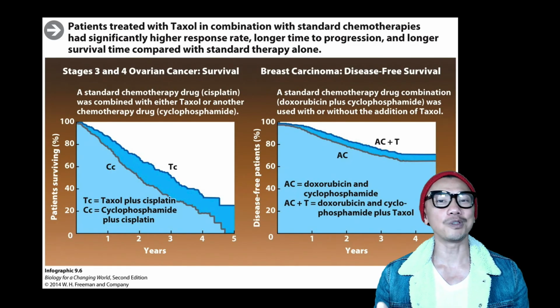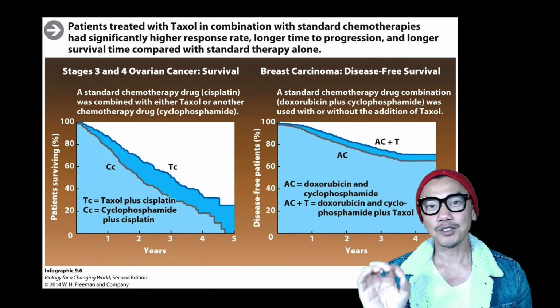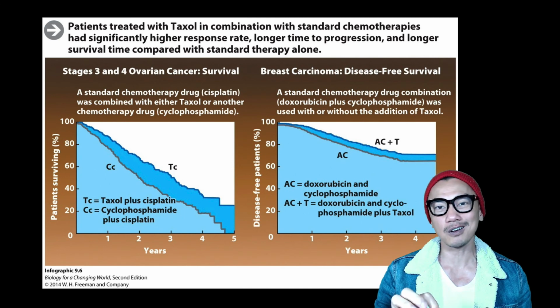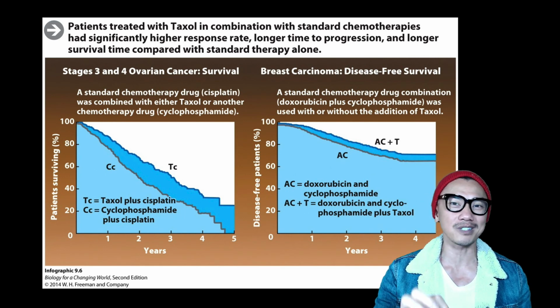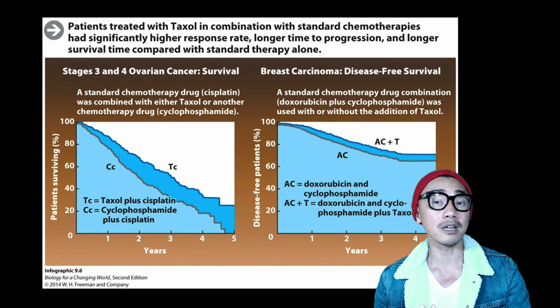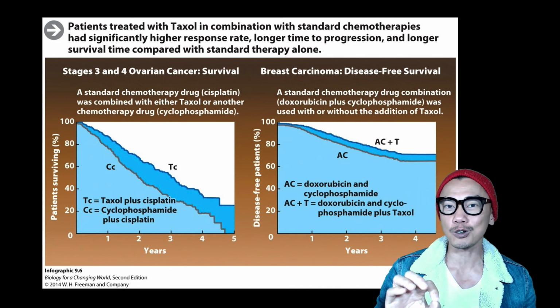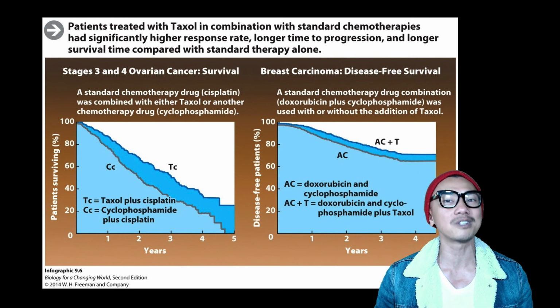These graphs show the effectiveness of Taxol. The graph on the left shows that ovarian cancer patients live longer on average when treated with Taxol. The graph on the right shows that breast carcinoma patients have less recurrence of the disease when treated with Taxol.